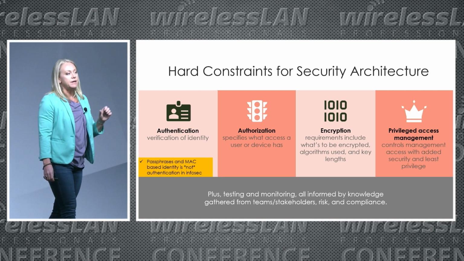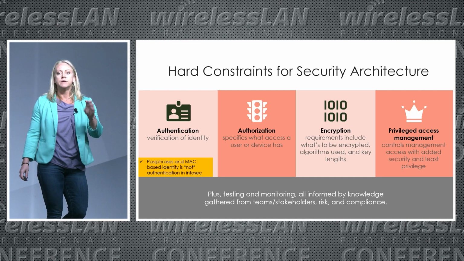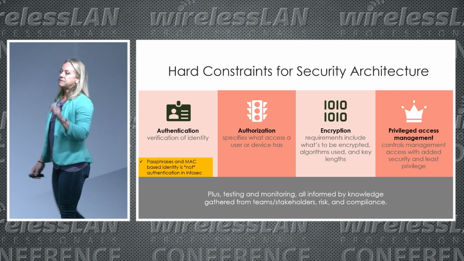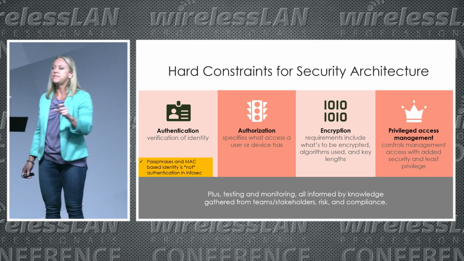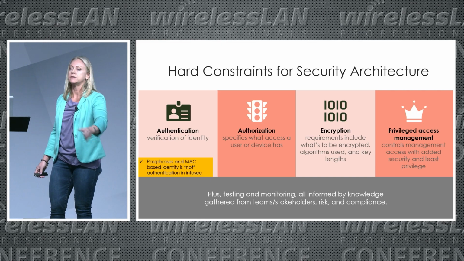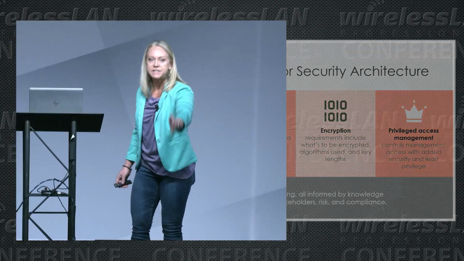But pretty much every risk framework, and especially those that involve any type of compliance requirements, are gonna have specific line items that will be thou shalt. Thou shalt have strong authentication. Thou shalt have authorization and segmentation. Thou shalt encrypt at this level with this algorithm set and these key lengths. And thou shalt have privileged access management and least privilege, et cetera.